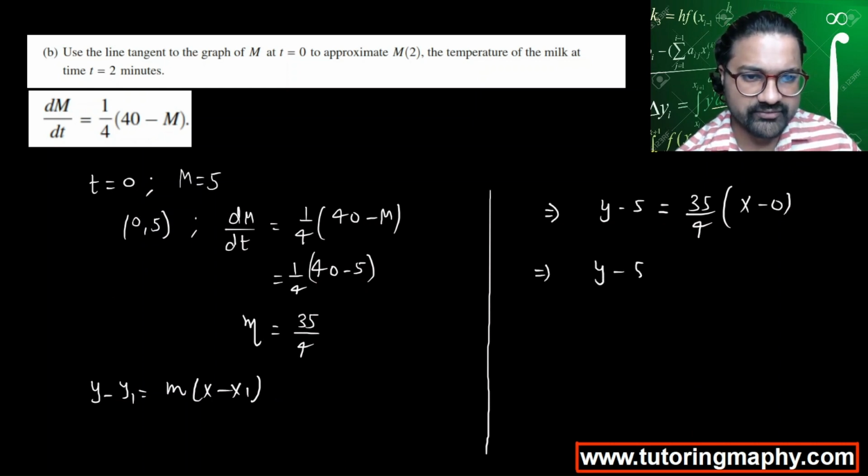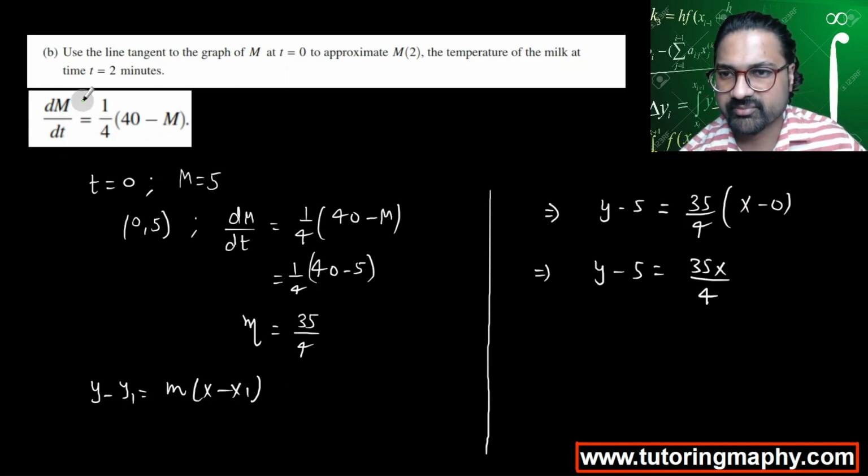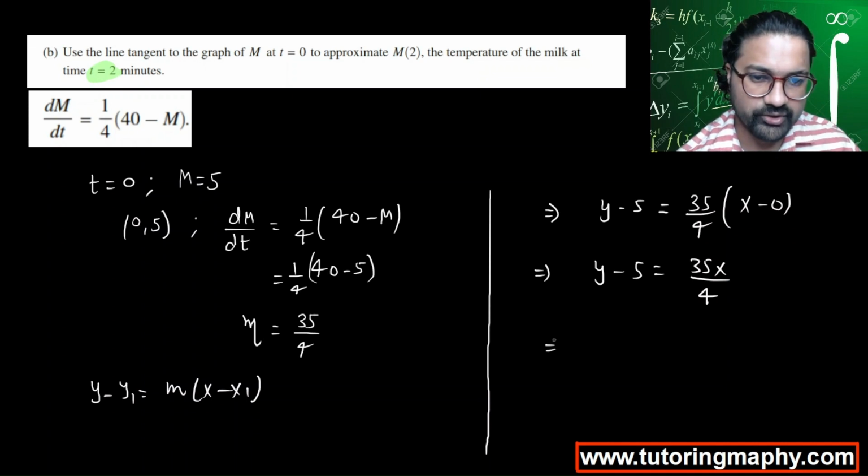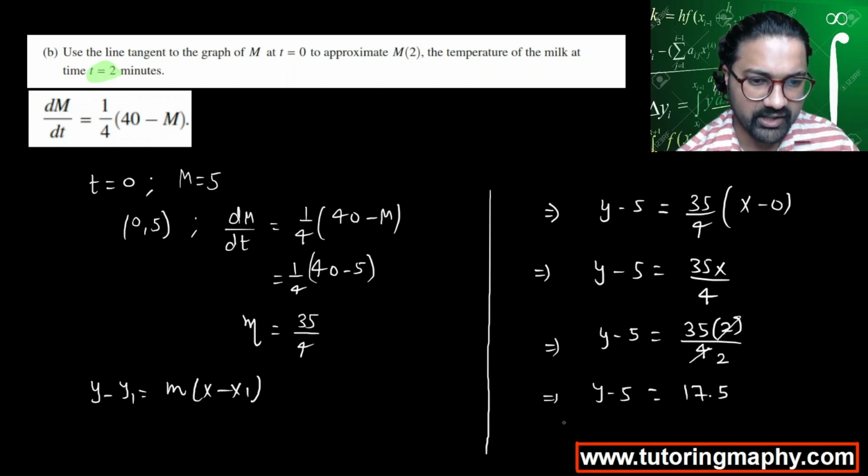So y minus 5 is equal to 35x over 4, and they need the value at a specific value of x, or I mean t. So t and x are equivalent, that is the independent variable. So t equal to 2. All we have to do is plug in the value of t as 2, or x as 2. Calculator is not allowed, of course. So let's reduce this. 2 times 35 over 4 is 35 over 2, which is 17.5, and adding 5 to both sides, we have the value of y as 22.5.